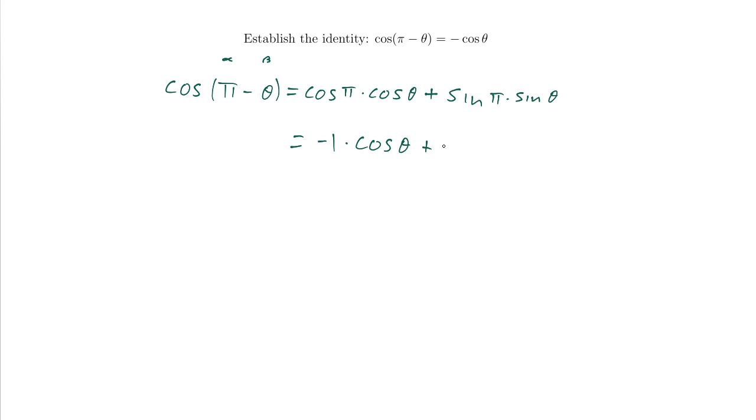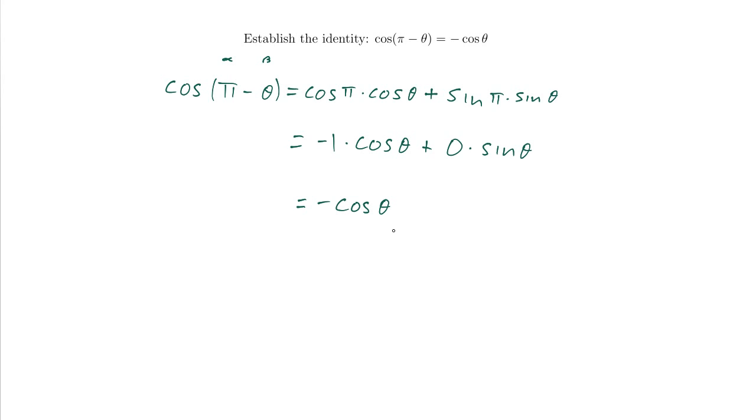What about sine of pi? Well, sine of pi is 0. So it's 0 times sine of theta. 0 times sine of theta is just 0. Negative 1 times cosine of theta is negative cosine of theta.